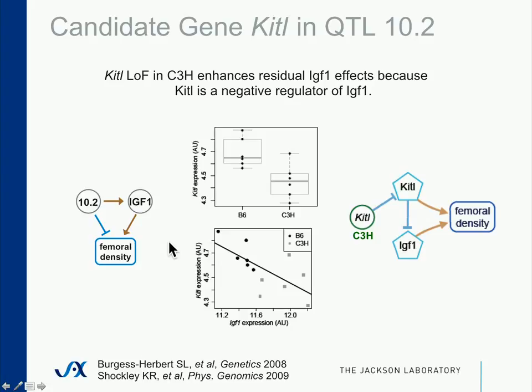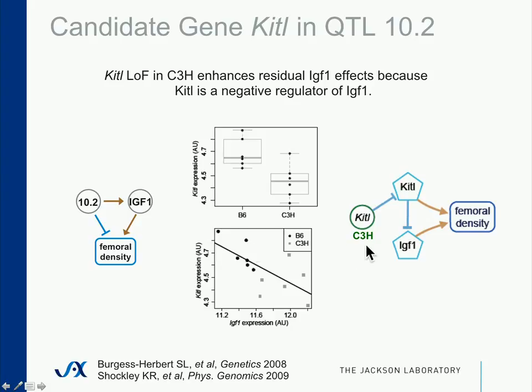When we look at some existing data out there, we can see that Kitl has lower expression in the C3H strain relative to the black 6, so these are the parental strains of the cross. So we speculate that this is a loss of function, a loss of activity for Kitl in the C3H allele. And when you look at expression levels of Kitl and IGF-1, the gene itself, in those parents, you can see there's a negative correlation.